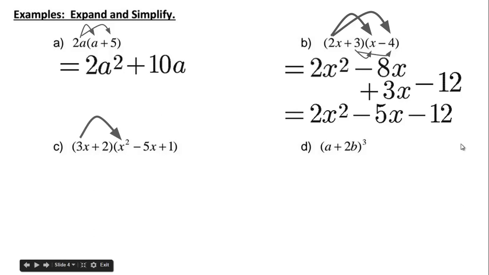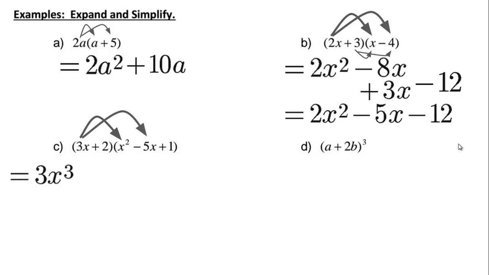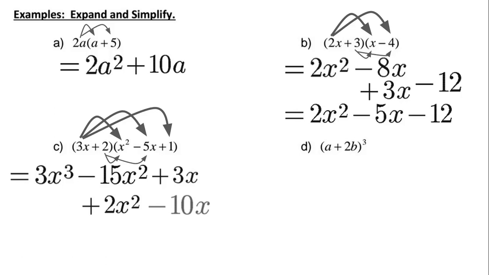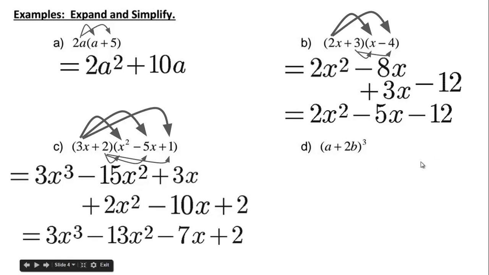In the next one, we're going to multiply 3x by x squared, we get 3x cubed. 3x by negative 5x, we get negative 15x squared. And 3x by 1, we get 3x. And then thinking of stacking, we can take 2 multiplied by x squared and get 2x squared. 2 times negative 5x is negative 10x. And 2 times 1 is 2. And so if they're stacked together, they're already grouped, and it becomes a little bit easier to look at it like that for adding. So we get 3x cubed minus 13x squared minus 7x plus 2.